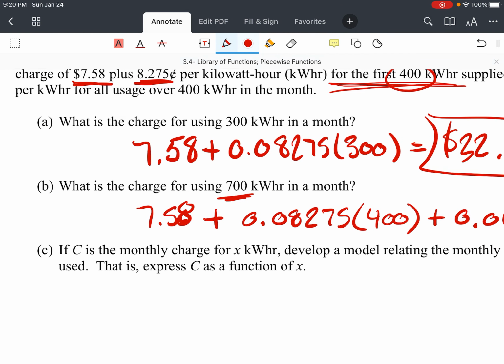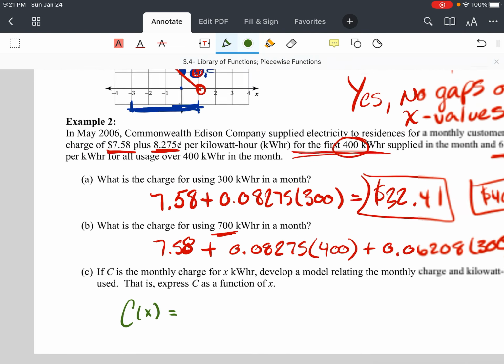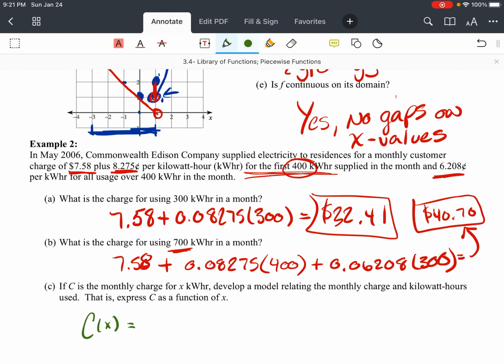All right, so now it says, if C is the monthly charge for X kilowatt hours, develop a model relating the monthly charge and the kilowatt hours used. That is, express C as a function of X. So remember that whenever I say express C as a function of X, all I'm saying is that we're going to say C parentheses X. So it's C, the cost as a function of X, equals. Okay, and notice that there's two different charges here. The first one up here, and then the second rate. Okay, so the first rate's pretty easy to come up with.